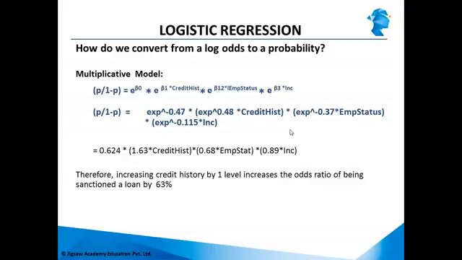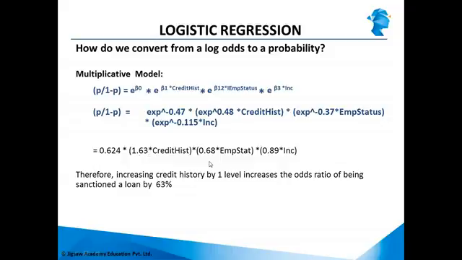This is how we would interpret it. We would say that increasing credit history by one level increases the odds ratio of being sanctioned a loan by 63%, because we have 1.63. Relative to the base, there is a 63% increase in the odds of being sanctioned a loan, or not defaulting on a loan.